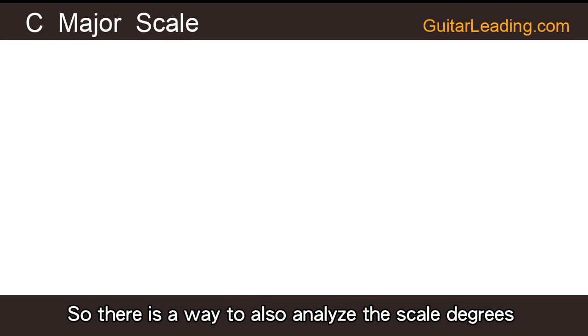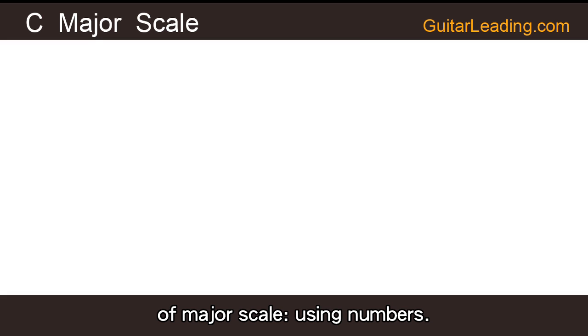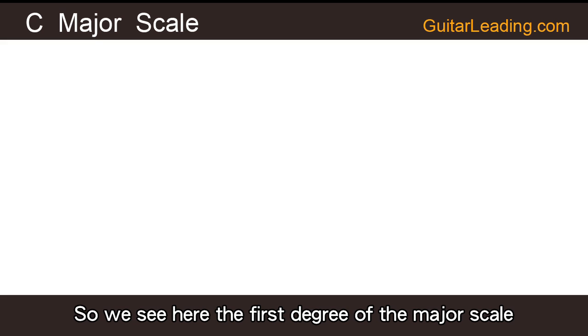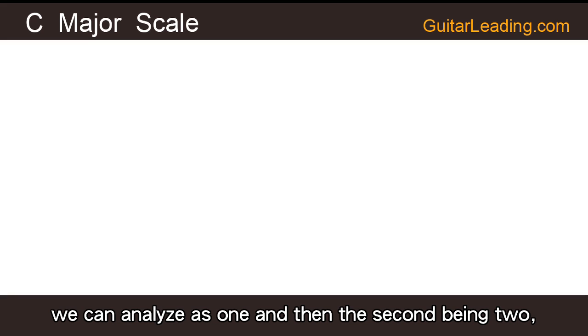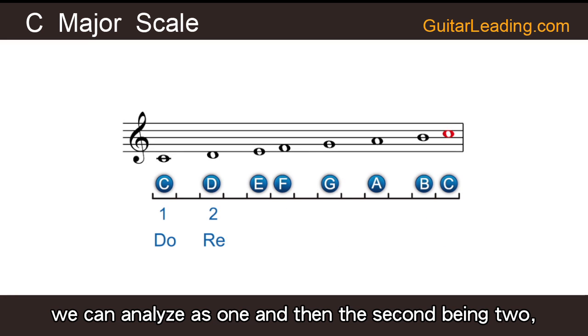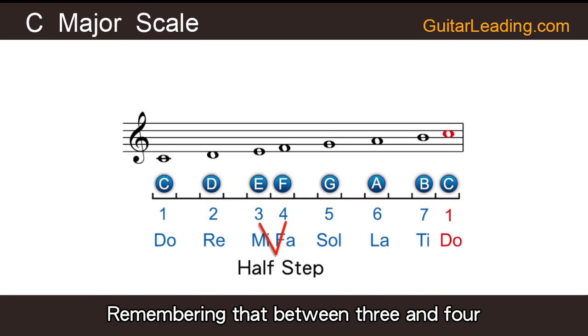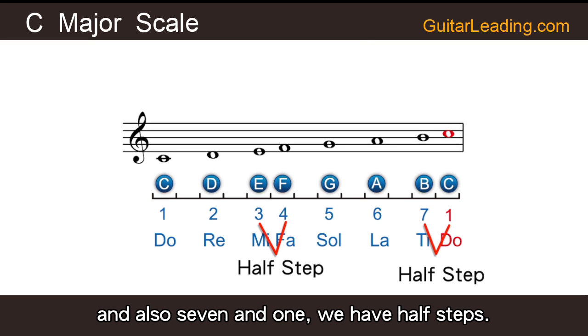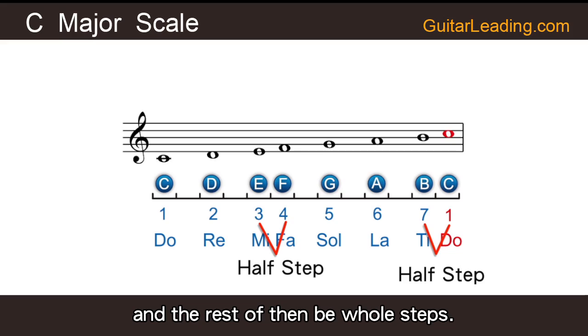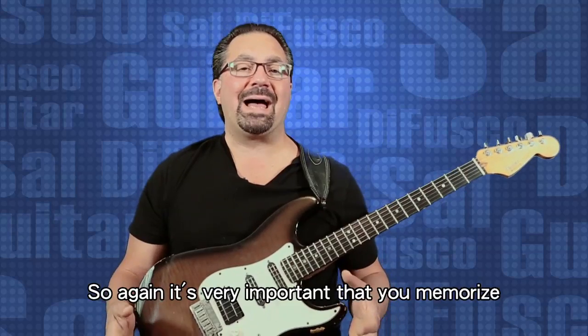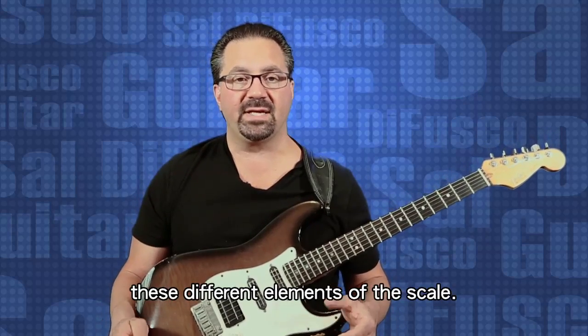So there is a way to also analyze the scale degrees of a major scale using numbers. So we see here the first degree of the major scale we can analyze as 1, and then the second being 2, 3, 4, 5, 6, 7, then back to 1. Remembering that between 3 and 4, and also 7 and 1, we have half steps, and then the rest of them being whole steps. So again, it's very important that you memorize these different elements of the scale.